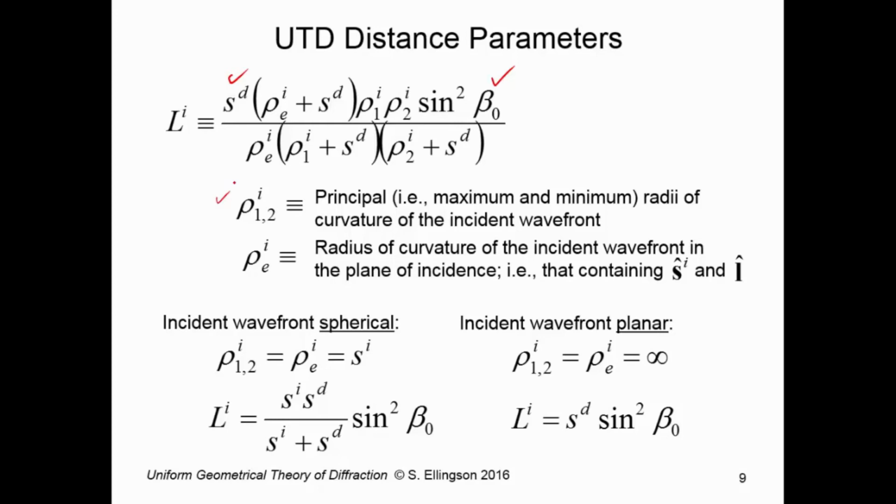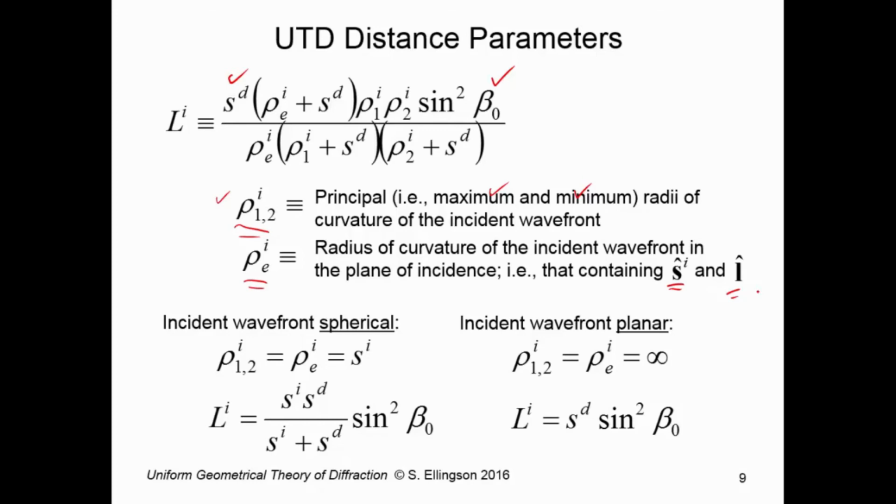So what you do is you consider the incident wavefront, you identify the maximum and minimum radius of curvature of that wavefront, and then those two values are rho super I sub 1 and rho super I sub 2. Now rho sub E super I is the radius of curvature of the incident wavefront in the plane of incidence. Now note, these are the principal radii of curvature up here. This is also radius of curvature, but in a different plane. That is the plane of incidence, the plane that contains both the direction of incidence and the edge tangent. So we've got 3 radii of curvature of the incident wavefront to consider here.